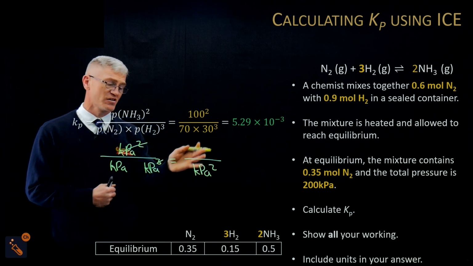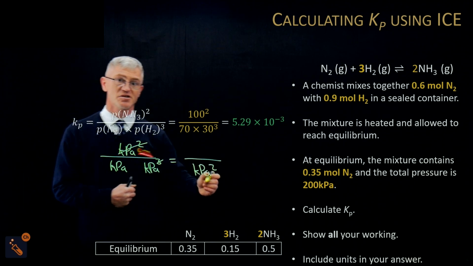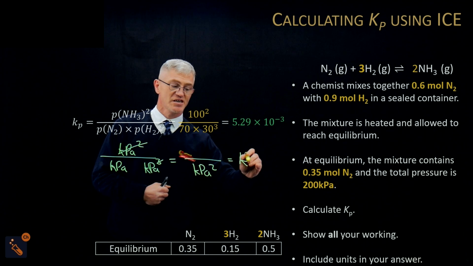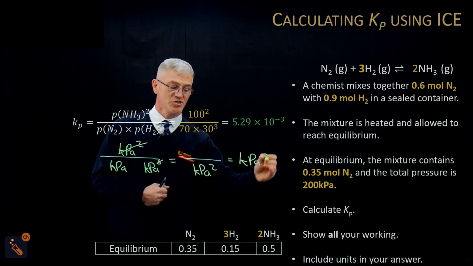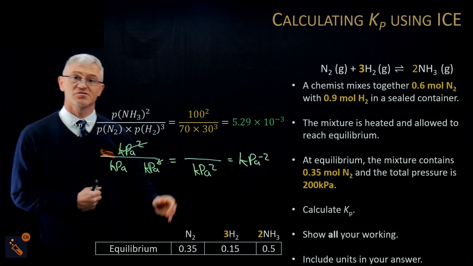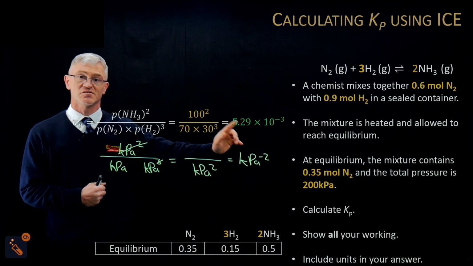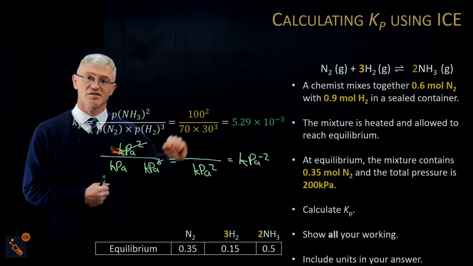Okay, like that. And it's like timesing it by -1 to bring it up. So your final unit is going to be kPa to the minus 2. So your full answer is going to be 5.29 times 10 to the minus 3, with the units being kPa to the minus 2.